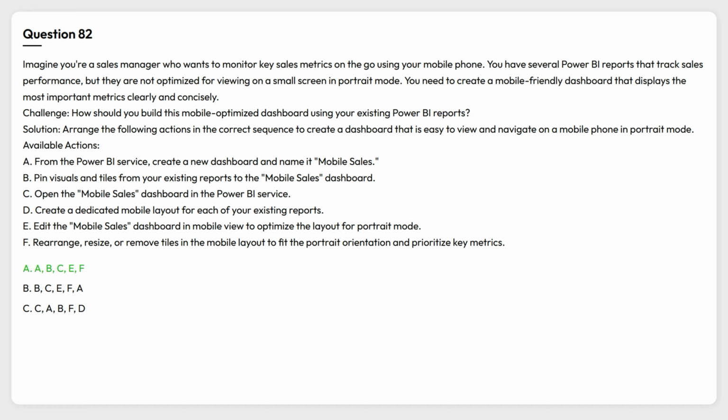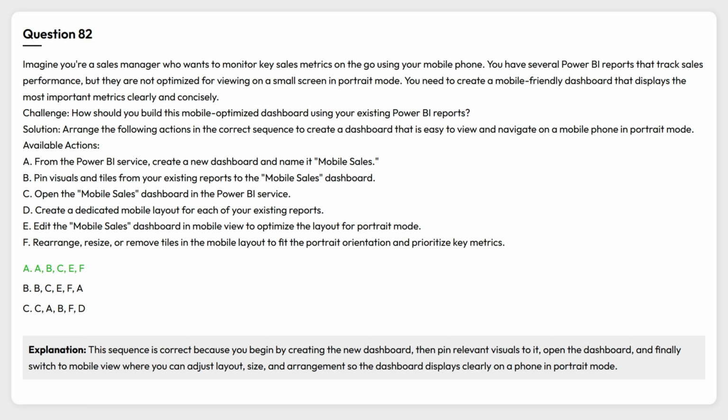Correct answer is option A, B, C, E, F. This sequence is correct because you begin by creating the new dashboard, then pin relevant visuals to it, open the dashboard, and finally switch to mobile view where you can adjust layout, size, and arrangement so the dashboard displays clearly on the phone in portrait mode.